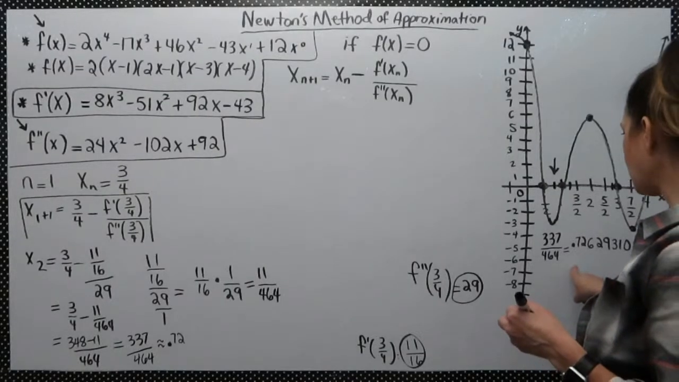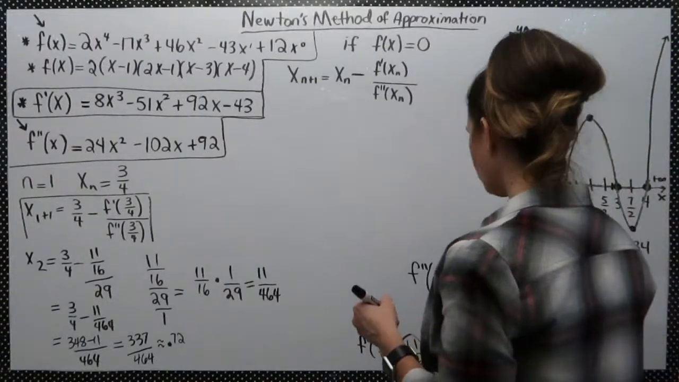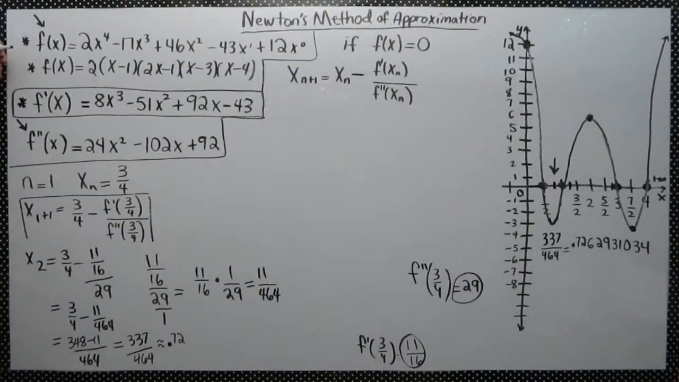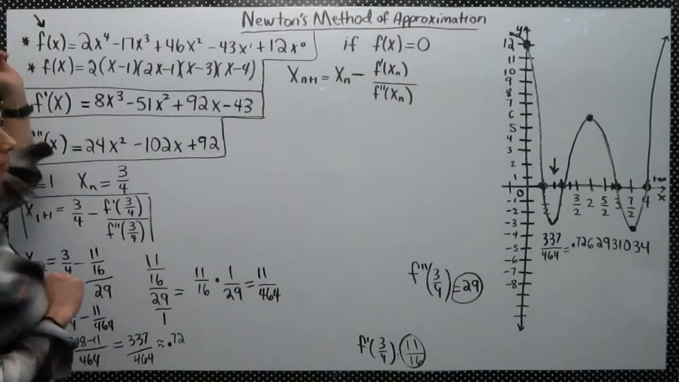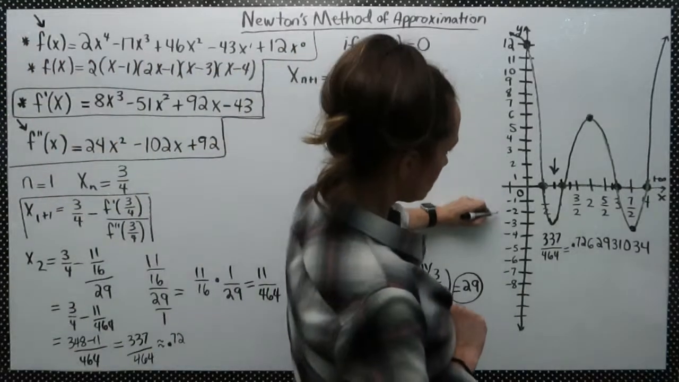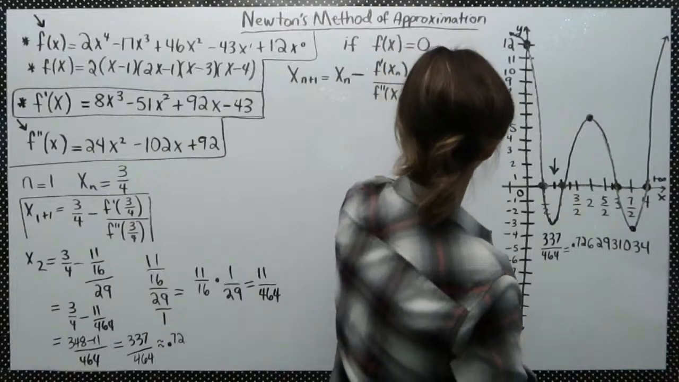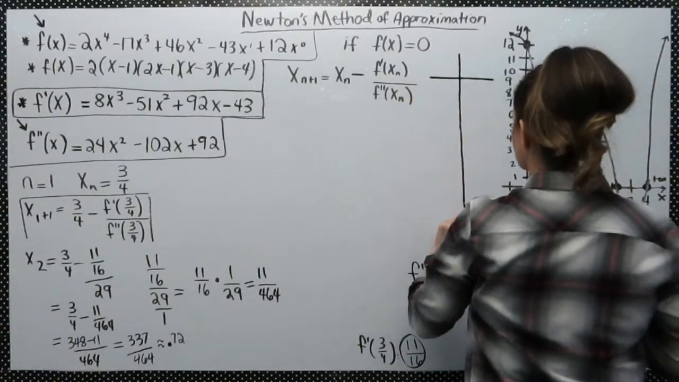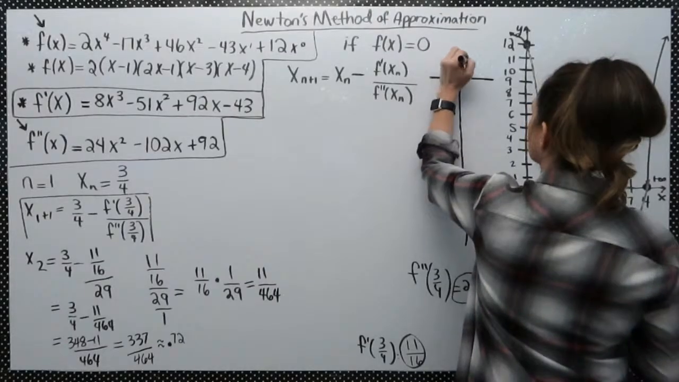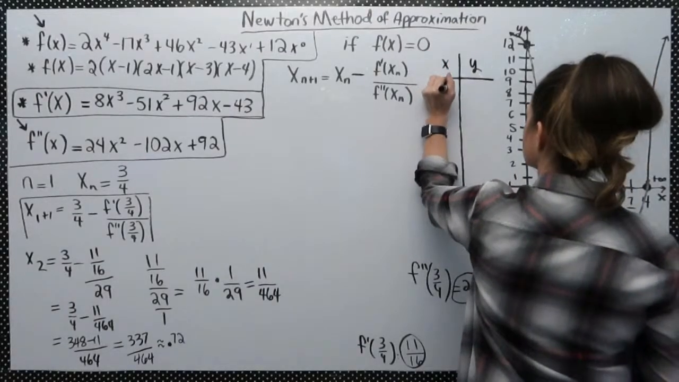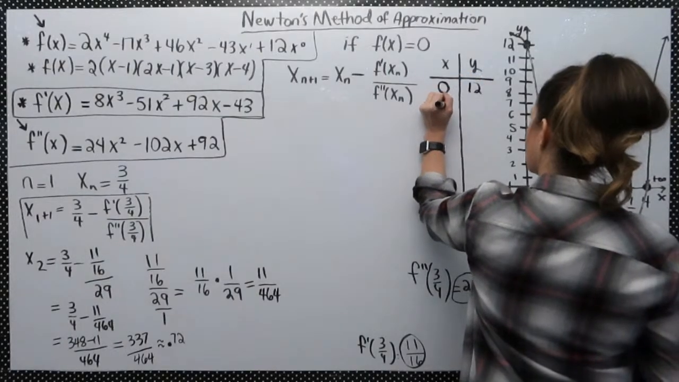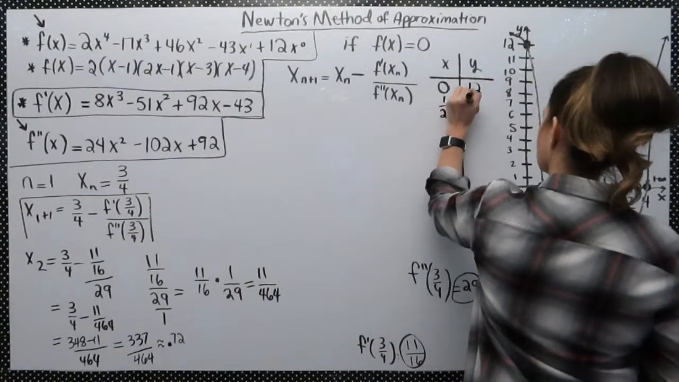So at 0.72, what we're going to do is plug that into the original function and evaluate it to find out where the y value of that first derivative is existing. So we've got x comma y, and this is my original function. So it's 0, 12, and then we have 1/2, comma 0.